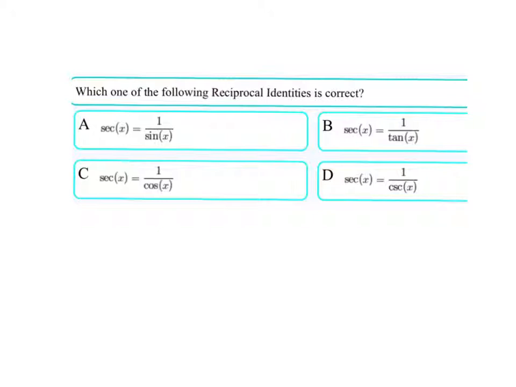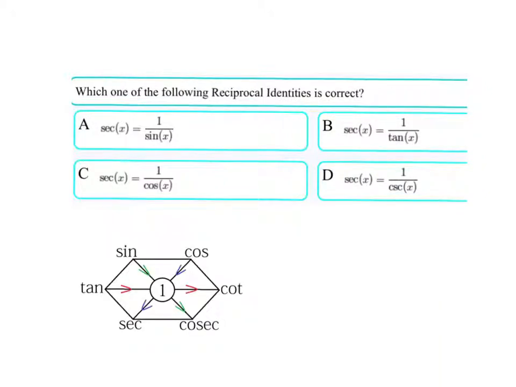Okay, this one. Reciprocal. Let's check these. Remember, the reciprocal ones are the diagonals. So, for instance, following the diagonal through the middle. Secant is 1 over sine? No, secant is 1 over cosine. Check the next one. Secant is 1 over tangent? Nope, we just said secant is not 1 over tangent. Try again. Secant is 1 over cosine. Yes, secant is 1 over cosine, just like cosine is 1 over secant.